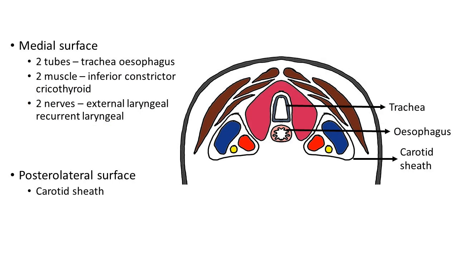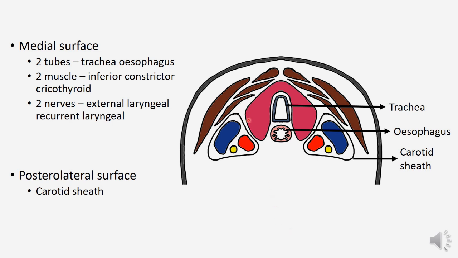Coming to the medial surface, we see that it is related to 2 tubes, the trachea and esophagus, and two muscles related to these two tubes. The muscles are, number one, cricothyroid, which is a muscle of the larynx, related to the trachea, and the inferior constrictor, which is a muscle of the pharynx, related to the esophagus. So two tubes, trachea and esophagus, two muscles, cricothyroid and inferior constrictor, and two nerves, which we already saw, the external laryngeal and recurrent laryngeal.